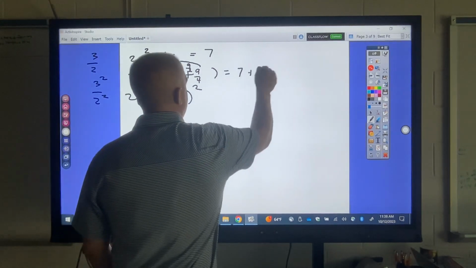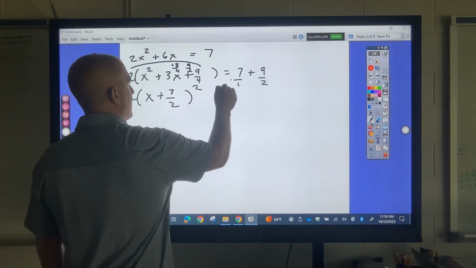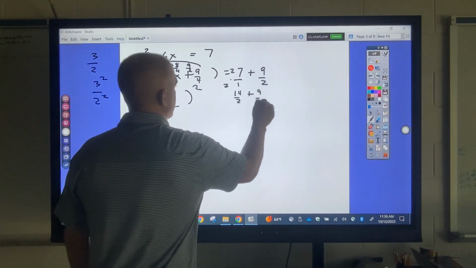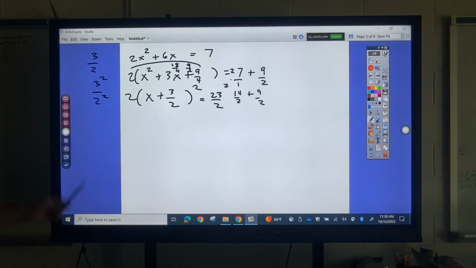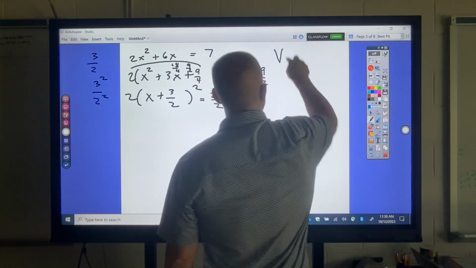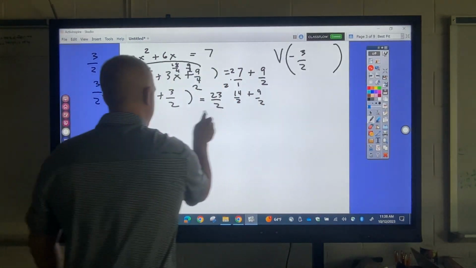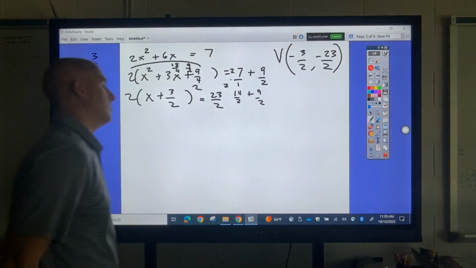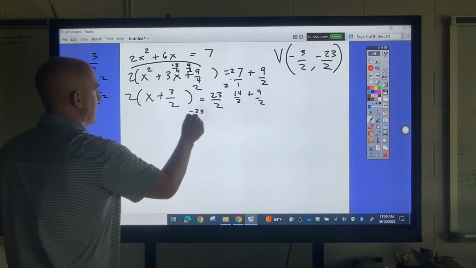So what I want to do is add 9 over 2 to this side. If I get a common denominator, I multiply, that's going to be 14 over 2 plus 9 over 2. So that's going to give me 23 over 2. Okay, so as a vertex, if I solve the inside, the vertex would be negative 3 halves. I bring that back, that would be negative 23 halves. Just bring this back over if you need to.